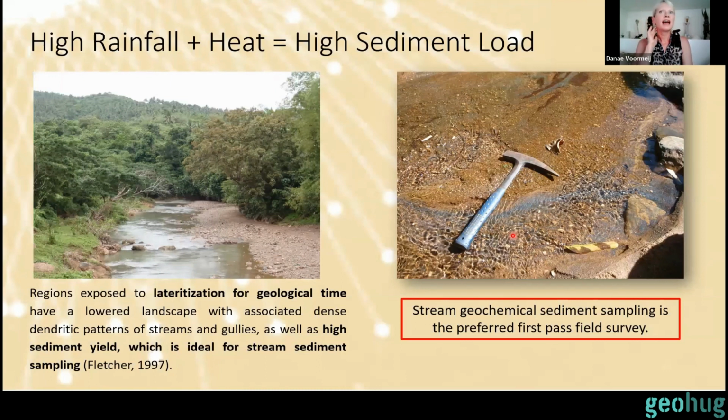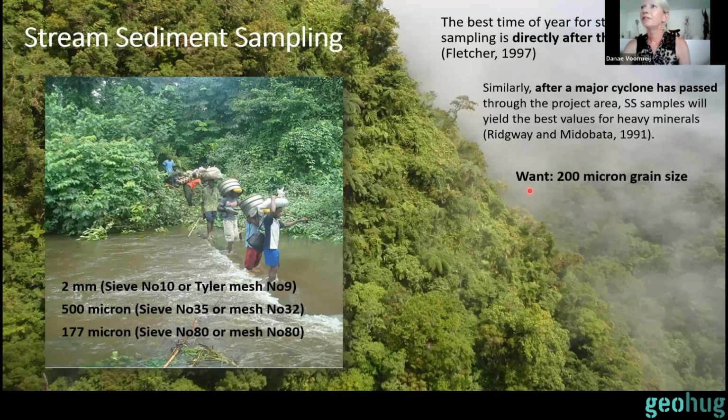So in the tropics, we have high rainfall, high heat, and this equates to an extremely high sediment load. And that's why when you're working in the tropics, you want to do stream geochemical sampling as your first pass. The best time of year for stream sediment sampling is directly after the rainy season, another reason to know your seasonality. Similarly, if there's been a major cyclone, that's a great time to go out and quickly get all your stream sediment samples, because you want that fresh gold being brought nearer to surface and not being settled deep down within the sediments.